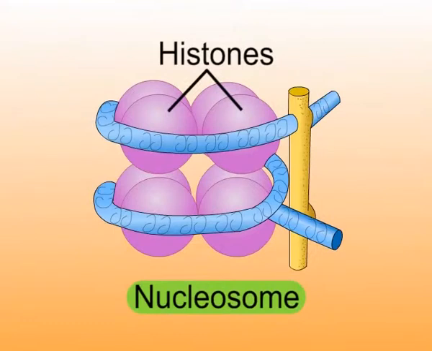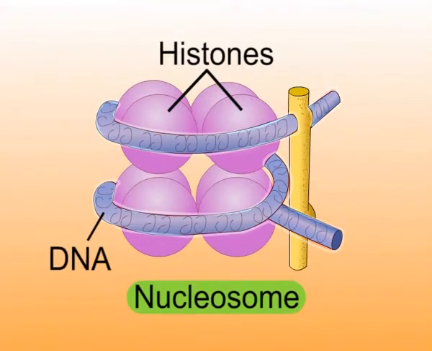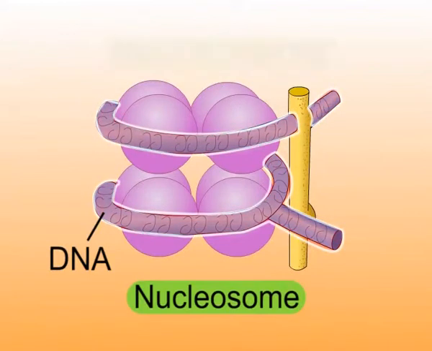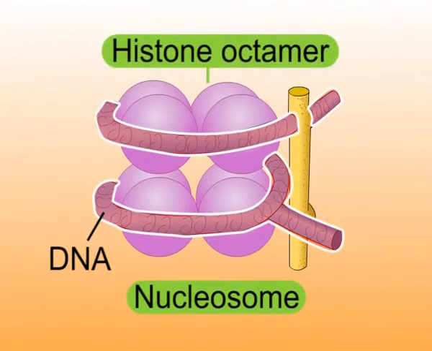Histones are basic proteins which have positive charge on them. This positive charge is due to the presence of amino acids, lysine and arginine, in excess amount. DNA takes 2.5 turns around each histone octamer. The coiling of DNA around the nucleosome shortens the length of DNA fivefold.